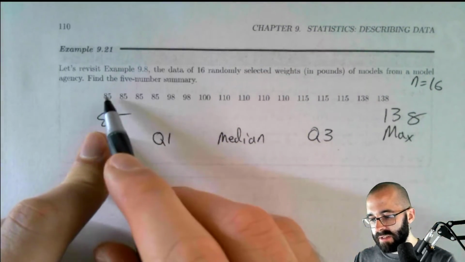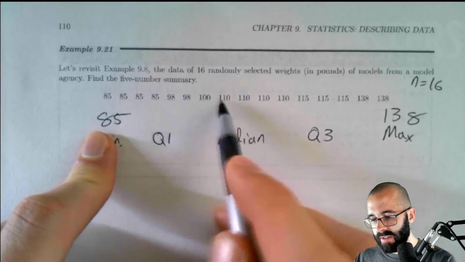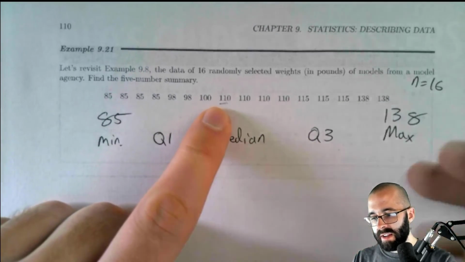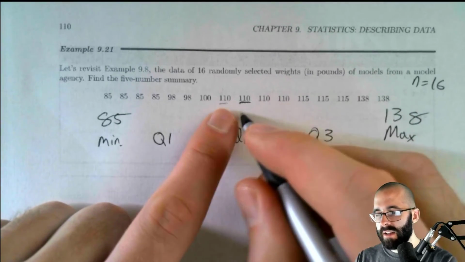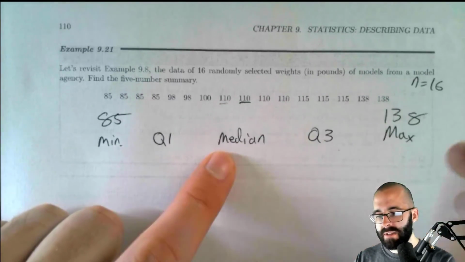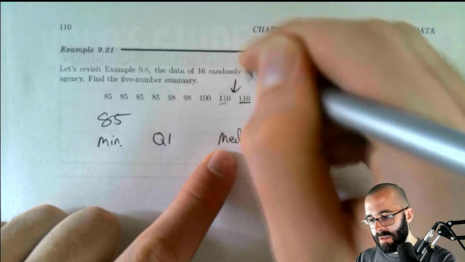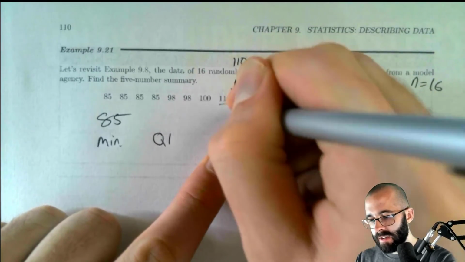So find the 8th smallest, 1, 2, 3, 4, 5, 6, 7, 8. Find the 8th biggest, 1, 2, 3, 4, 5, 6, 7, 8. The median is just going to be the average of these two. The median is 110 right here.